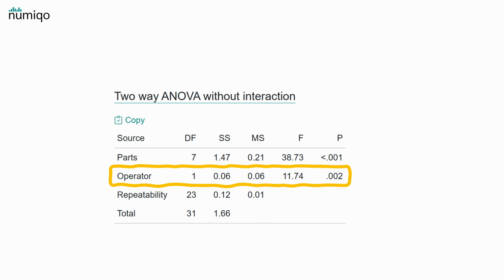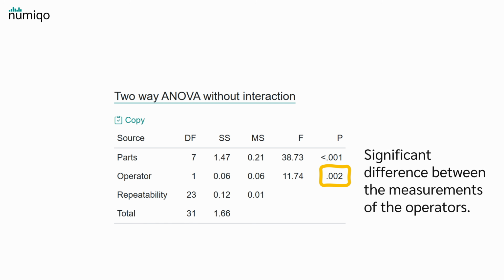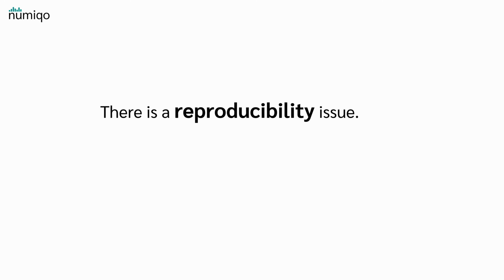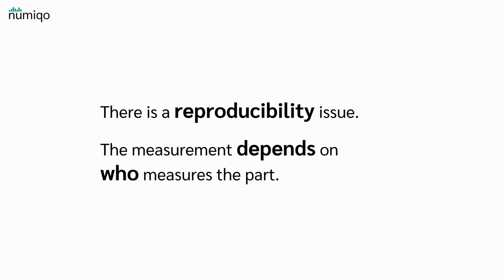And what about the factor operator? With a p-value of 0.002, there is a significant difference between the measurements of the operators. This means operator 1 and operator 2 do not measure the same part the same way. So there is a reproducibility issue because the measurement depends on who measures the part. That should not happen in a good system.